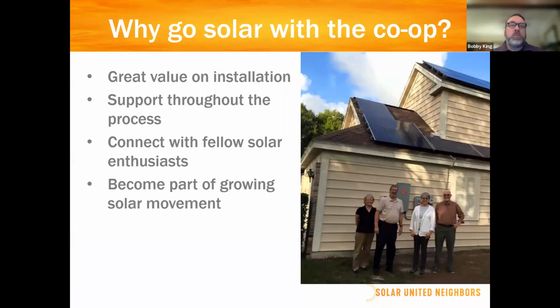So why would anyone go solar with the co-op? People do it to get a great value on installation. We'll go through this later, but installers are bidding on the group's business. There's support from me and Vincent and others at Sun if you have questions. Connect with other fellow solar enthusiasts, and doing it as part of a group gives you more of a feeling of being part of a growing solar movement.